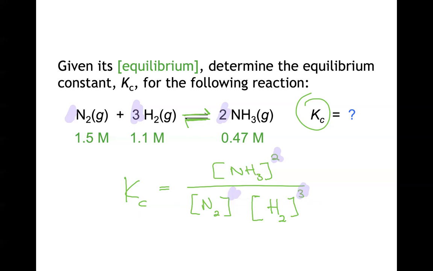And then from there, what you would do is plug in the values. So you have 0.47 molar for the product, and for the reactants, you have 1.5 molar of nitrogen gas and 1.1 molar of hydrogen gas. Okay. Again, just make sure the units are the same, right?